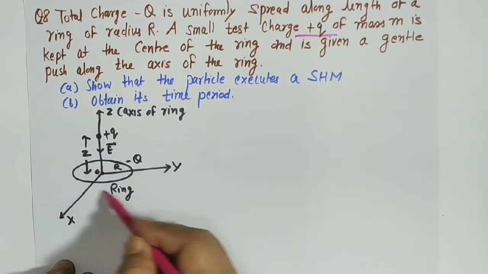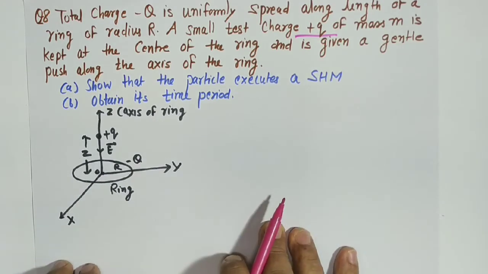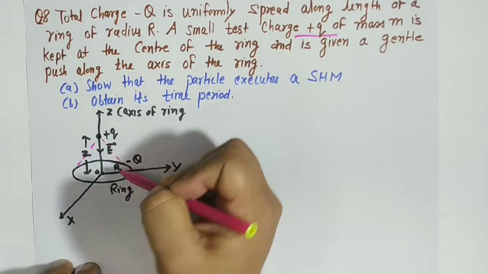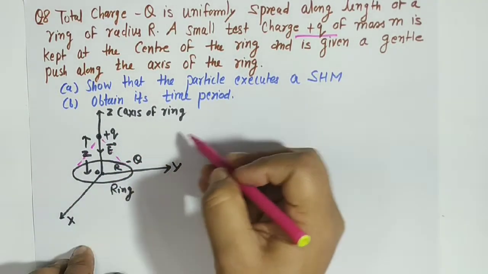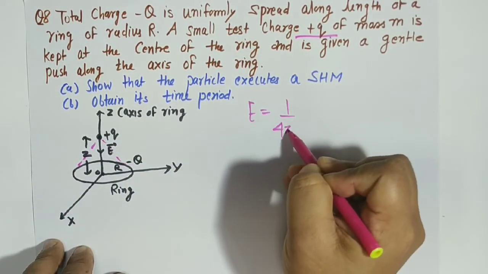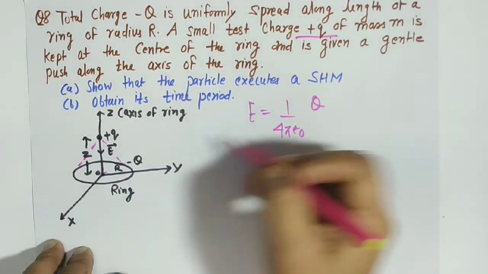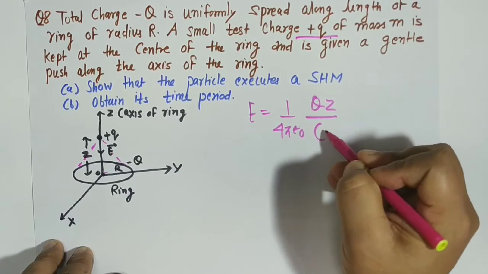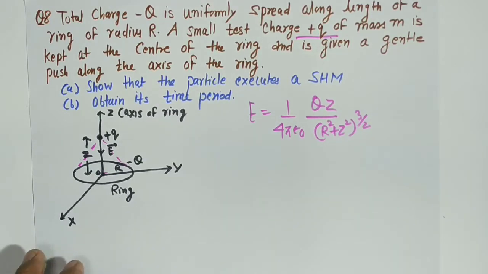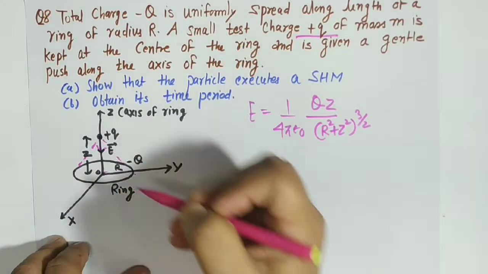So there is a ring and there is a positive charge. It is at distance z. Now, how many of you remember what the electric field due to the ring was? Yes, directly I am going to write it, we have derived it. At this point, what is the electric field? 1 upon 4 pi epsilon naught, q is the charge, into the distance from it, qz upon r square plus z square to the power 3 by 2. This was the electric field at this point, and because the charge is negative, the direction of the electric field will be downward.